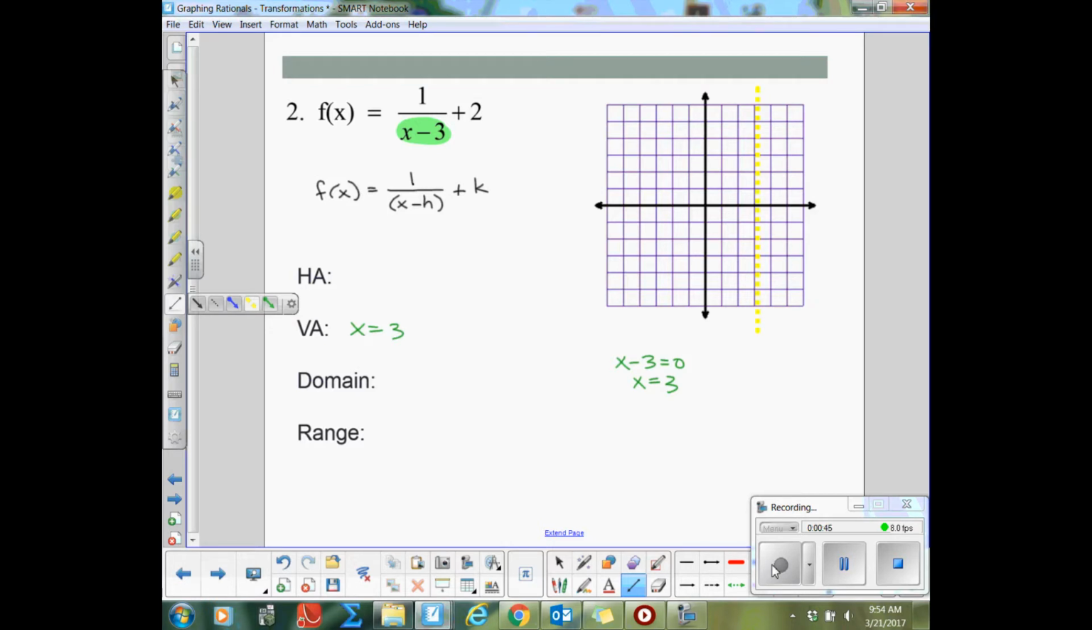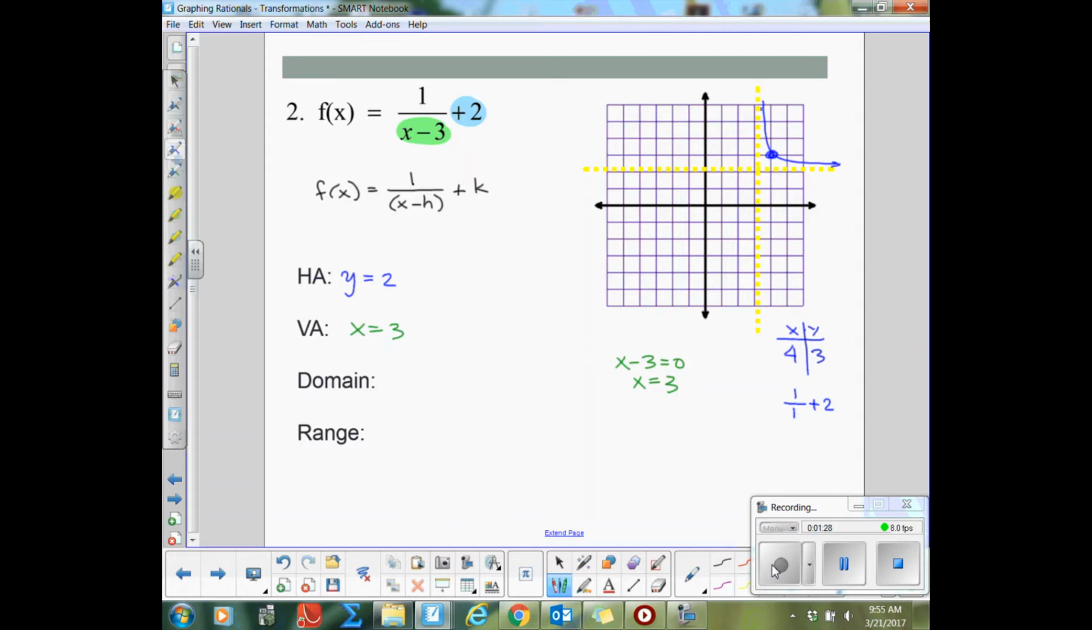The horizontal asymptote is y equals 2. And to graph some points, we will plug in values. I'm going to plug in a value to the right of x equals 3. And I end up with 1 over 1, which is 1, plus 2. Follow the asymptotes.